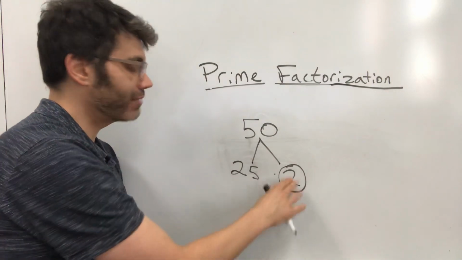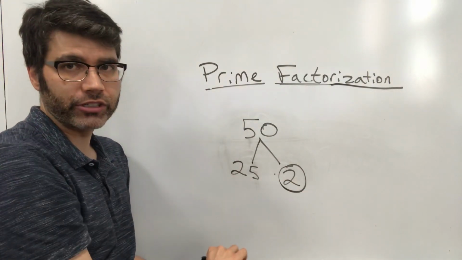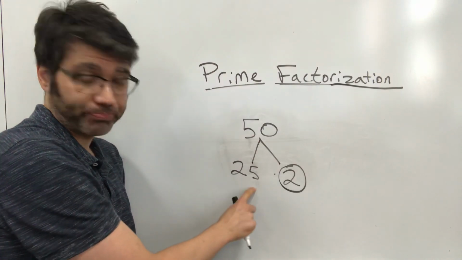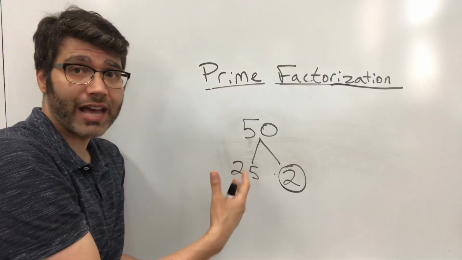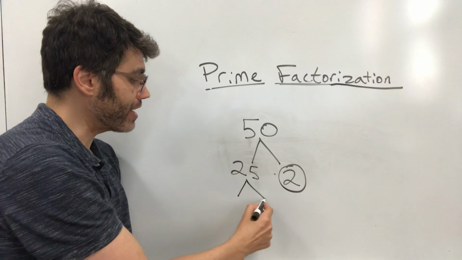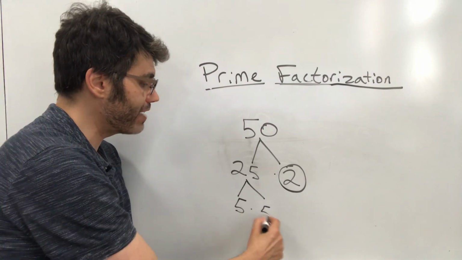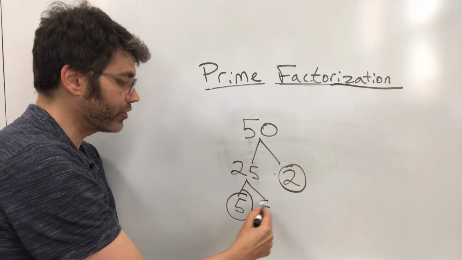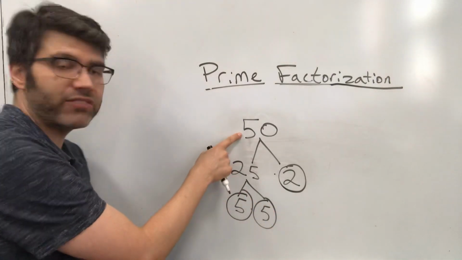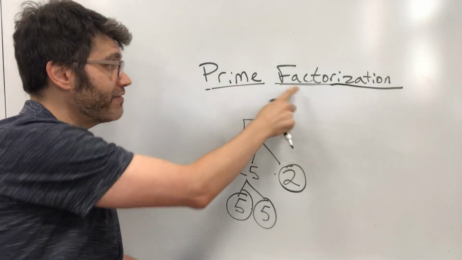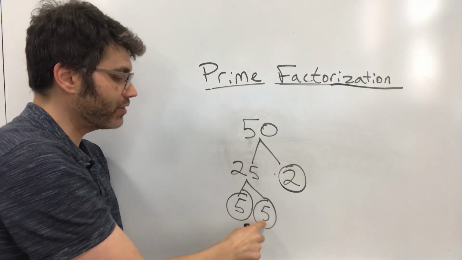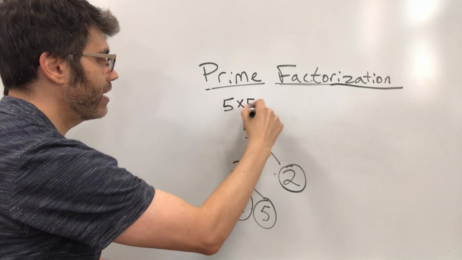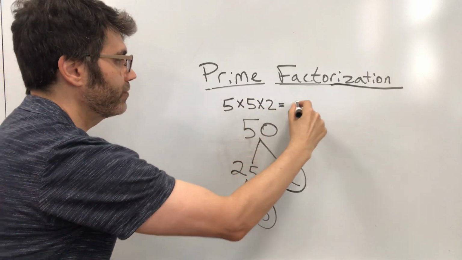So I know that I can't break 2 down into any further smaller factors. 25 I can. 25 is a composite number, because there are factors inside 25. It turns out that 5 times 5 is 25. Now the 5s themselves are prime, so I'll circle those. So breaking 50 down into its prime factors is 5 times 5 times 2. I could write 5 times 5 times 2 equals 50.